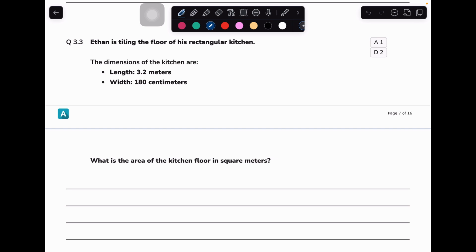Ethan is tiling the floor of his rectangular kitchen. The dimensions of the kitchen are length 3.2 meters, width 180 centimeters. What is the area of the kitchen floor in square meters?